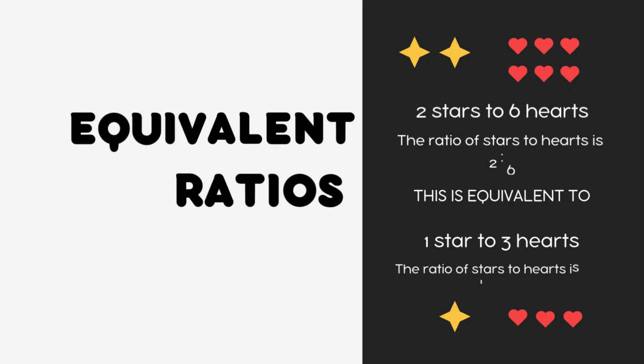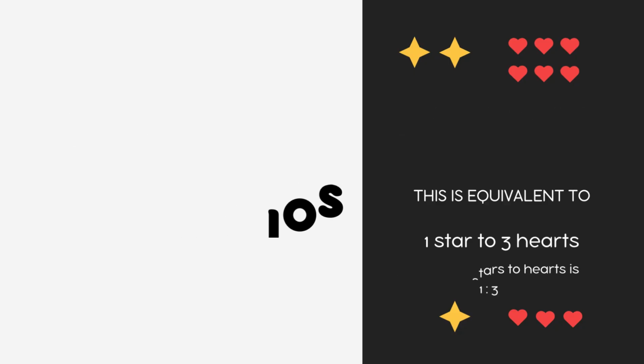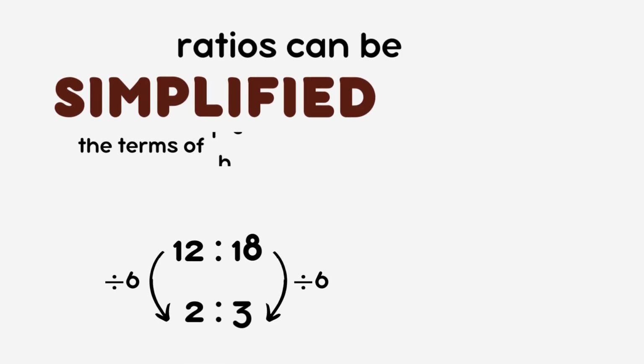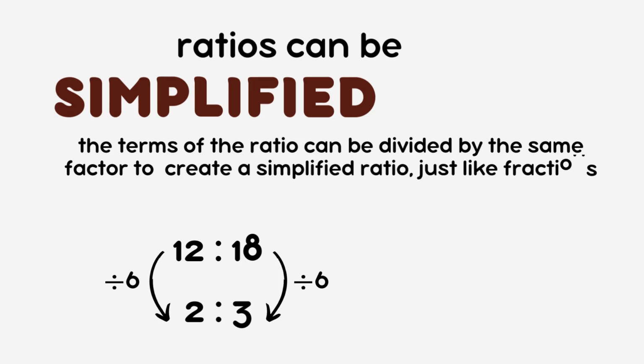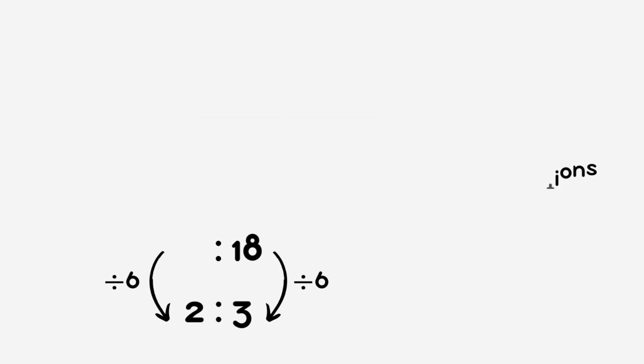Equivalent ratios: 5 stars to 6 hearts. The ratio of the stars to hearts is 2 is to 6. This is equivalent to 1 star to 3 hearts. The ratio of stars to hearts is 1 is to 3. Ratios can be simplified. The terms of the ratio can be divided by the same factor to create simplified ratios, just like fractions.